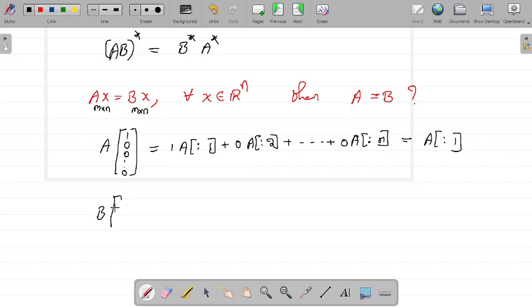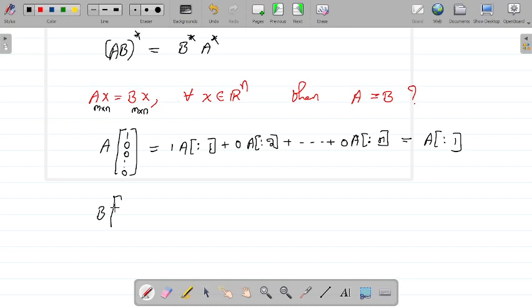Third thing I can say, let me say the third row: if the third row of this matrix is equal to, let's say, 2 times the first row of this matrix minus 3 times the second row of this matrix, then you can say that this is also true for AB.